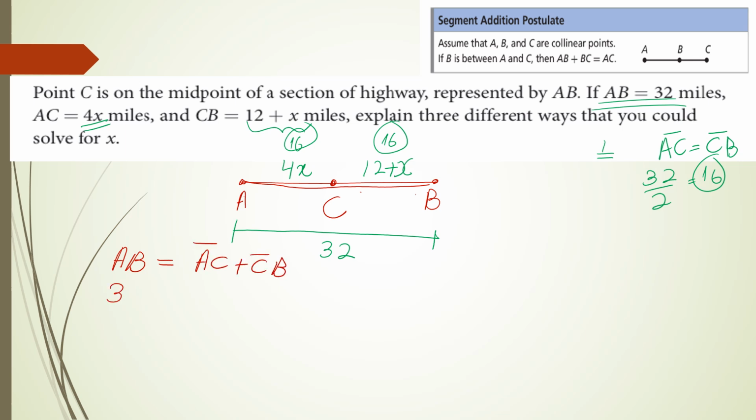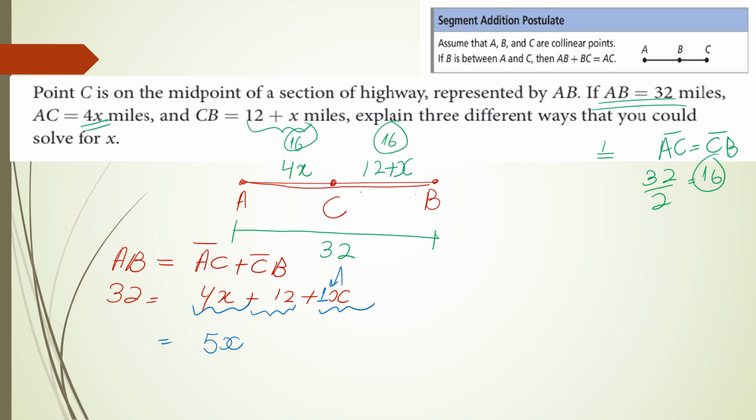AB is how much? 32. AC is how much? 4x. And CB is how much? 12 plus x. Now on the right hand side, there are the x. Here is the x and here is the x. Combine the like terms. Here no number, which means 1, invisible. 4 plus 1 gives you 5 and there is an x, so write as it is.